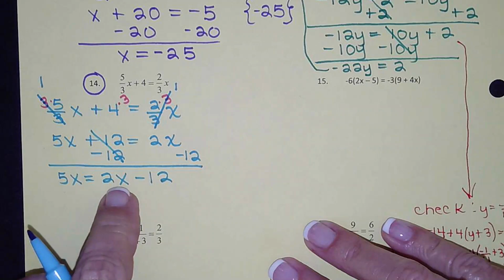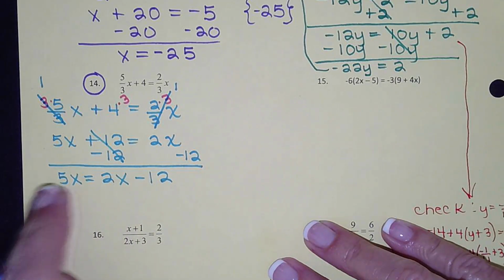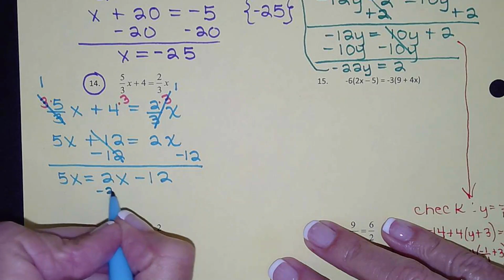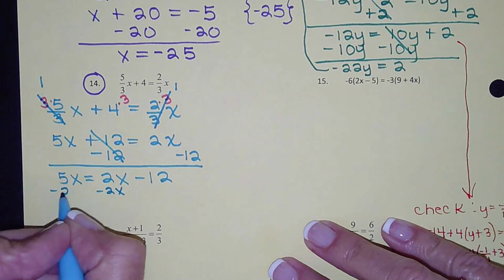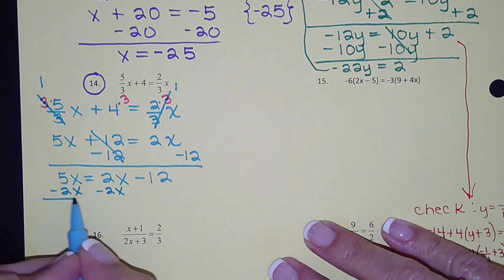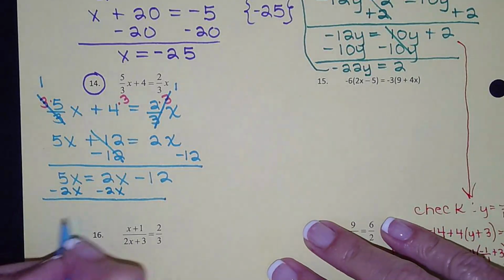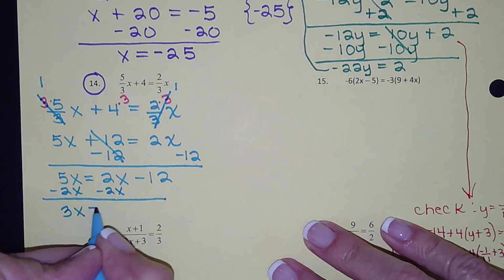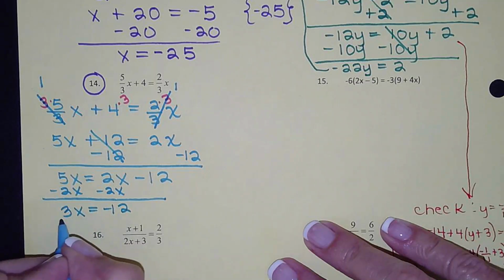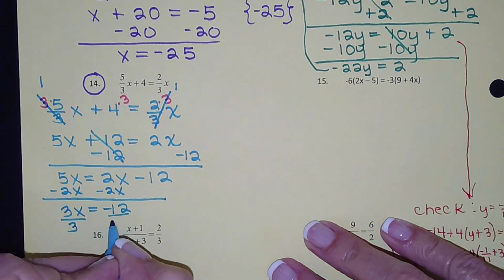Now we need to move the 2x across because we're crossing the equal sign. We do need to do the opposite. So subtract 2x. Don't just do 5x plus 2x. No can do across an equal sign. So 3x equals negative 12. x is negative 4.